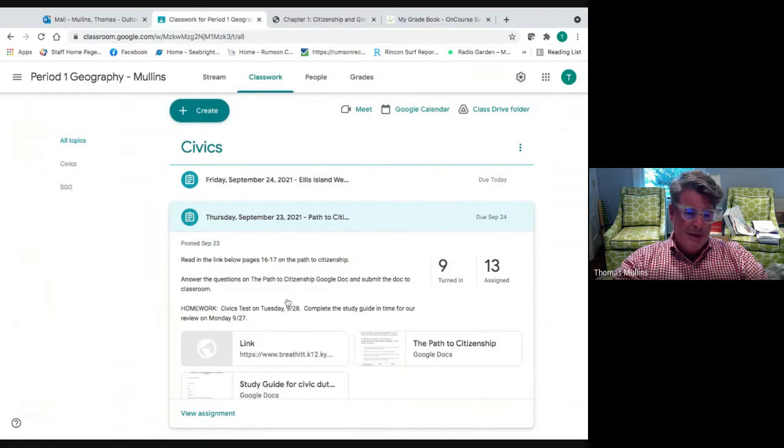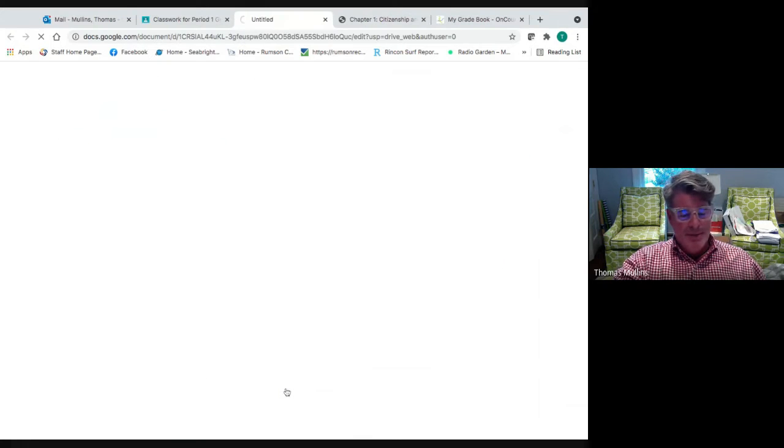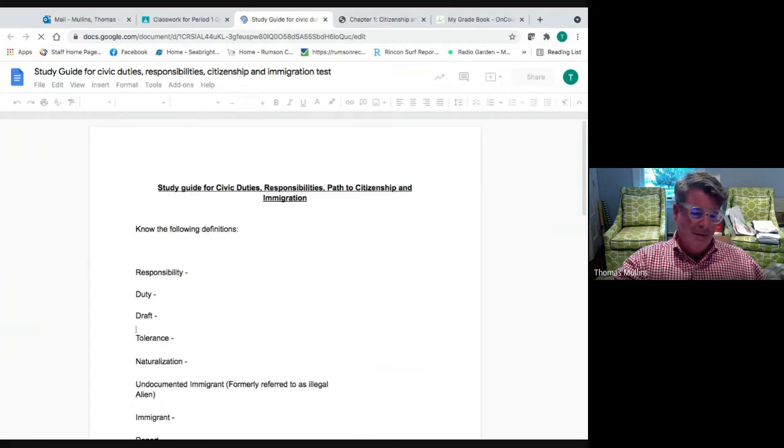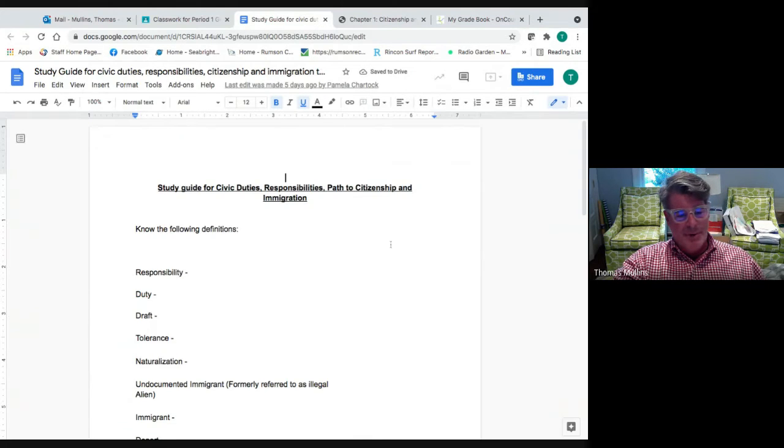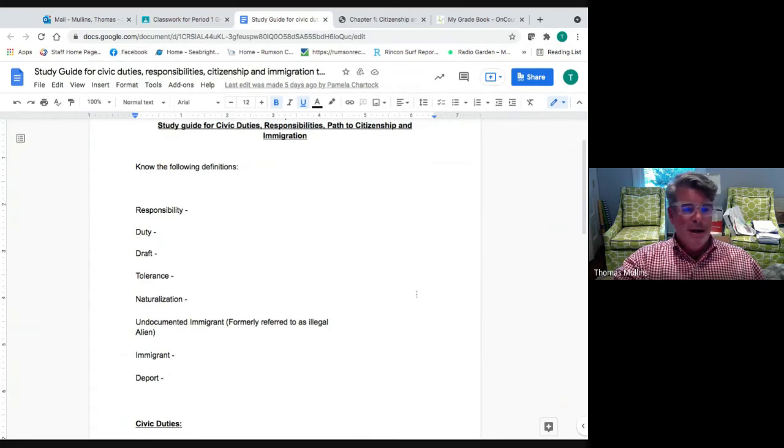We were looking to get the steps that a documented immigrant would take to go through the naturalization process. Here was the assignment. Once again, that's always here. If the kids do it electronically, I ask them to turn it in. That's where I'm going to get the information to know whether they did it or not. I can review their assignment.